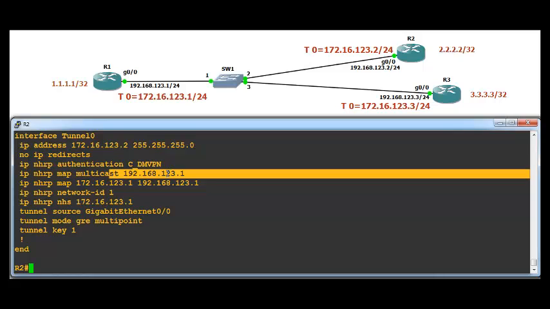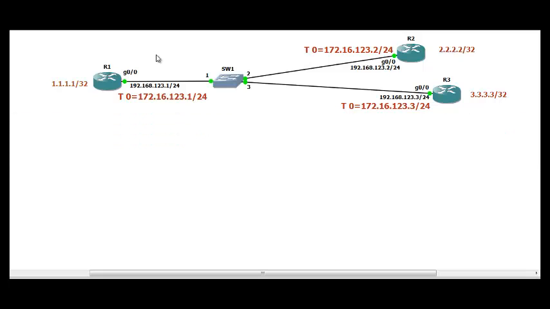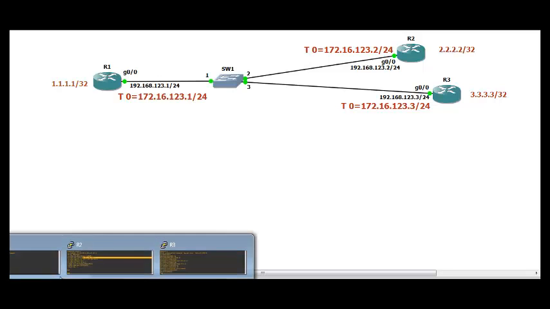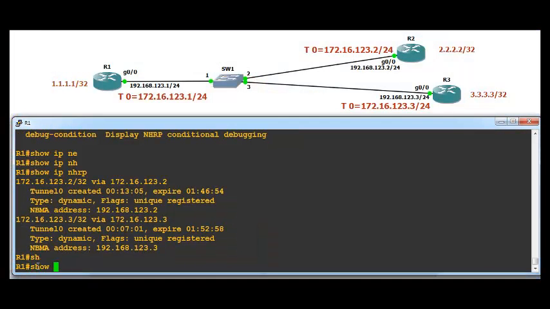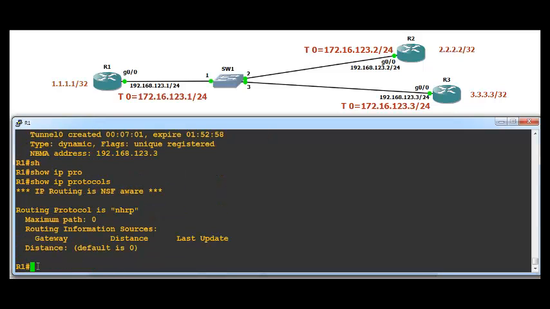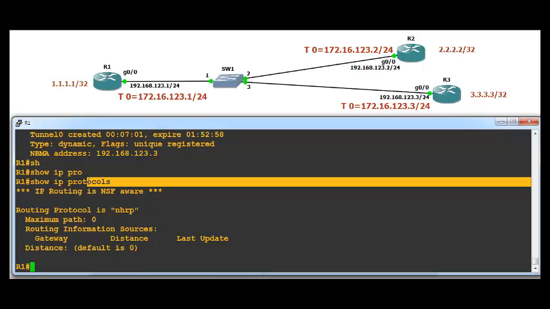R1 is not responding to it. I would like to show you that. See, on R1 I have not enabled EIGRP. Let me show you one more time. On R1, show ip protocol. I don't have any protocol. You don't have EIGRP. I have only the NHRP protocol running. Correct? There is no EIGRP running.